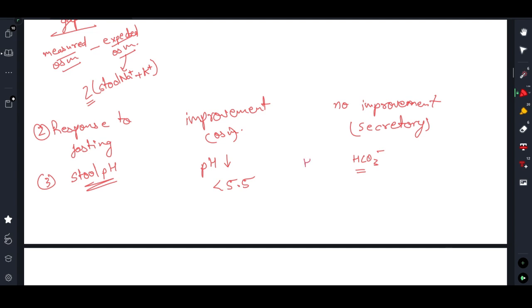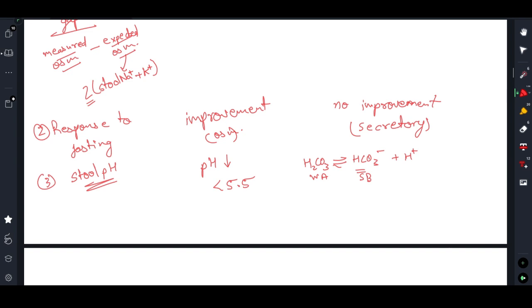Now, there is an equilibrium going on in our body wherein carbonic acid breaks into bicarbonate and gives us a proton, right? We know that carbonic acid is a weak acid, and we also know that the conjugate of a weak acid will be a strong base. So you know that bicarbonate is a strong base, right?